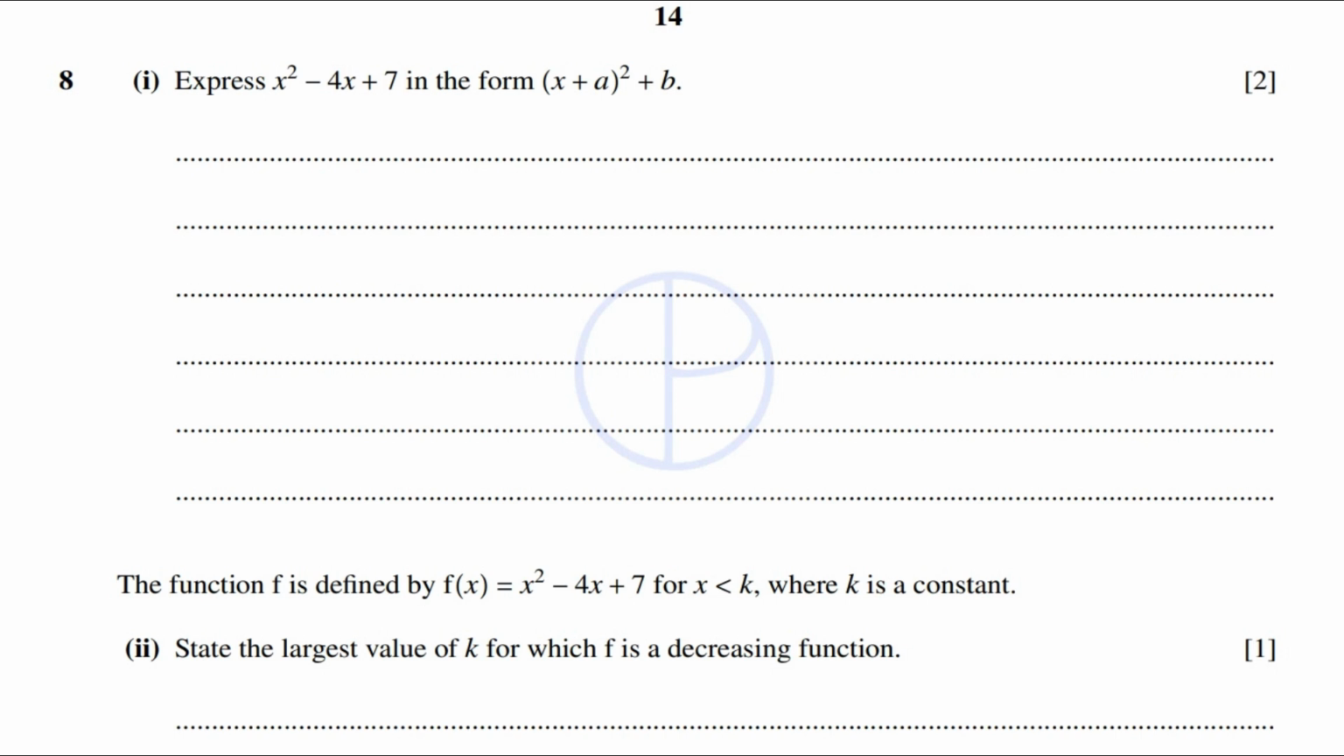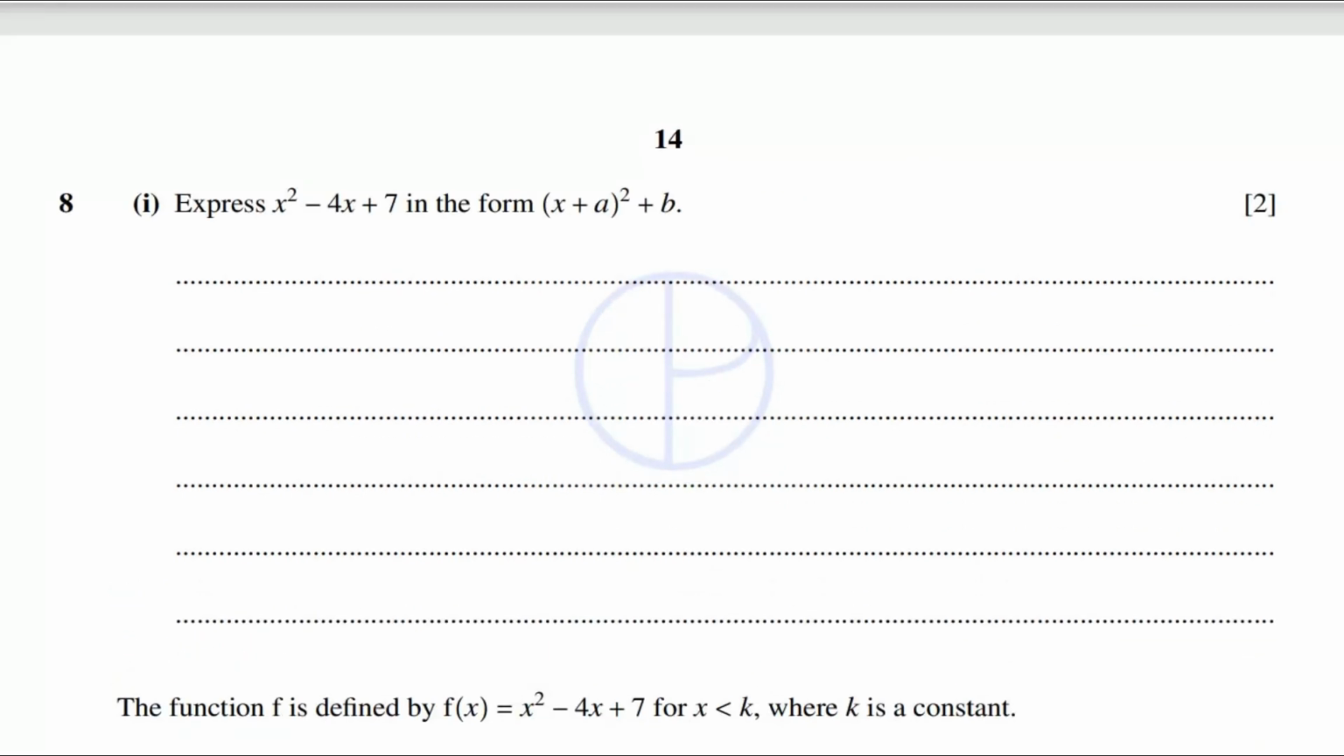The next question is express x square minus 4x plus 7 in the form x plus a the whole square plus b. The coefficient of x is negative 4. So divided by 2, you will get negative 2. So x minus 2 the whole square and subtract 2 square. Then 7. Okay, we are writing this term as x minus 2 the whole square minus 2 square.